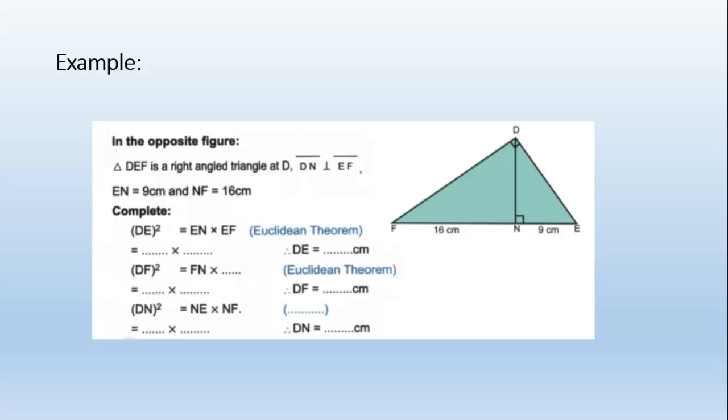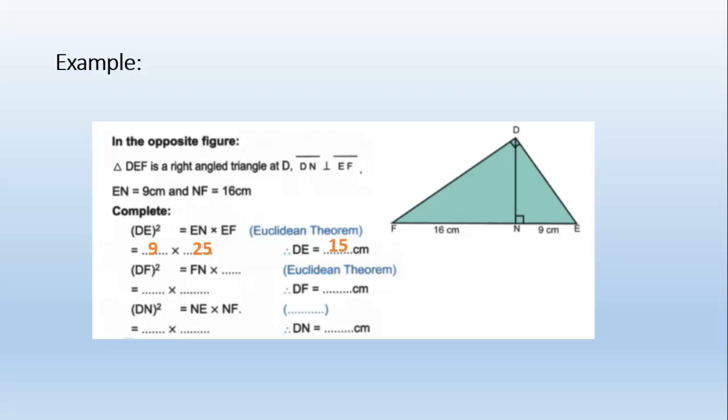At first, in the figure, DE is a right side, so DE power 2, as the rule of Euclidean said, equals NE times all FE, which is the hypotenuse. So DE power 2 equals EN, which is 9, times EF, which is 25. So we get its square root to find DE. If we calculate 9 times 25, it will be 225, so we get its square root and find DE, which is 15.